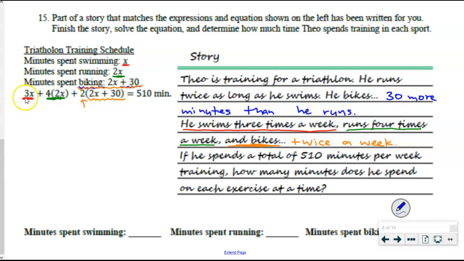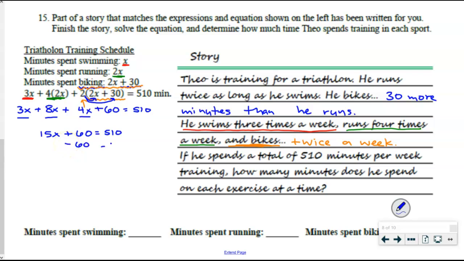So let's do that. 3x plus 4 groups of 2x means I have what so far? Let's just go slower. So we have 3x here. Let's simplify this part. What's 4 groups of 2x? 8x. And now let's simplify this. 2 groups of 2x is 4x, and 2 groups of 30 is 60. So now, altogether, how many x's do I have? 15. Combining all of those like terms, I have 15x plus 60 is equal to 510.